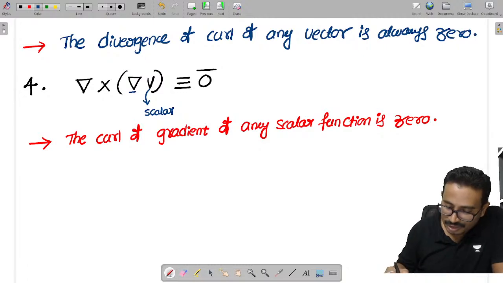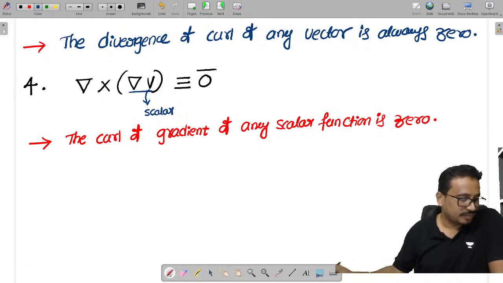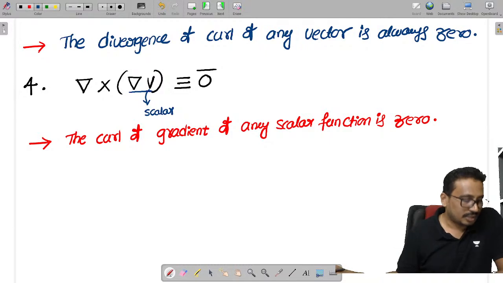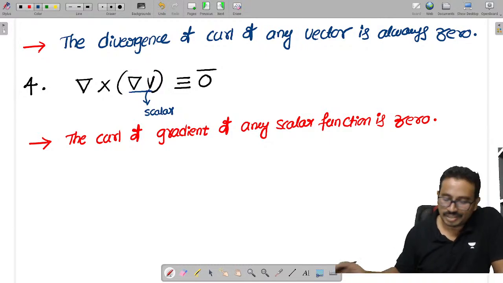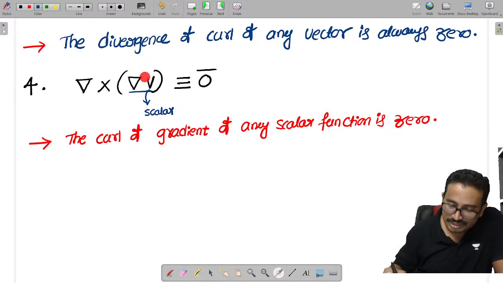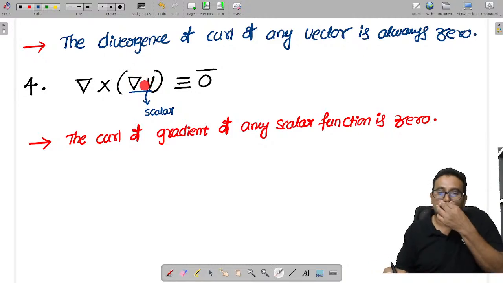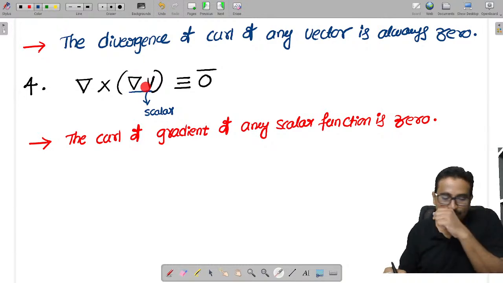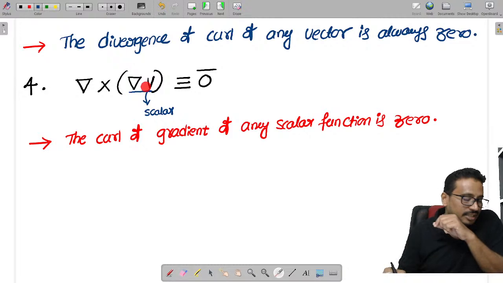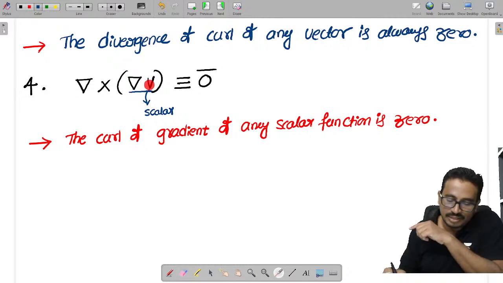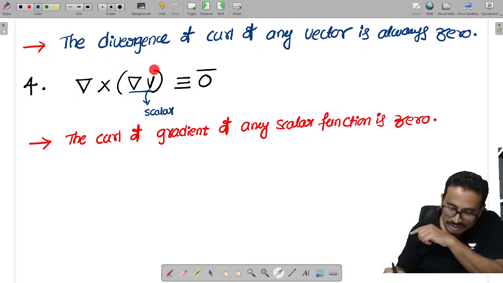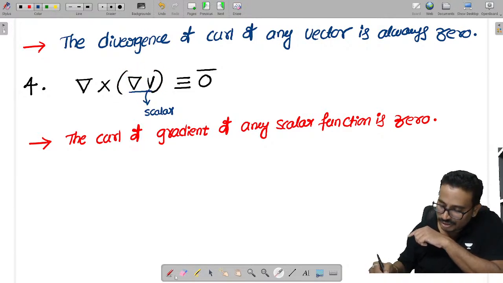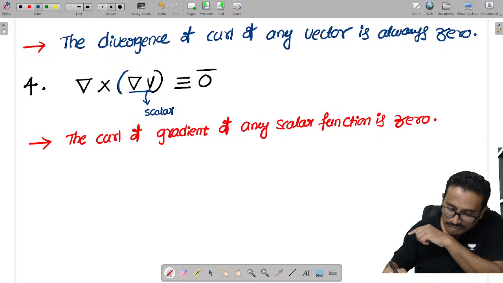What is a gradient of a scalar? That's what I'm saying. Suniye, I understood your doubt. What is a gradient of a scalar? Is the gradient of a scalar a vector or a scalar? It is a vector. So this is a vector function. This whole thing is what we can say now here. This is a vector function.